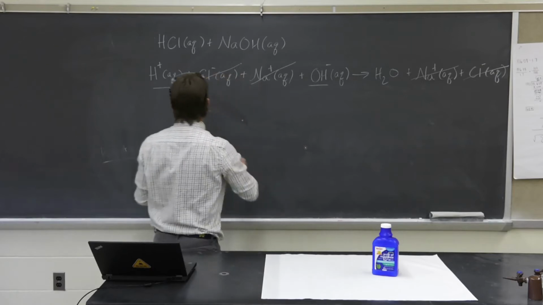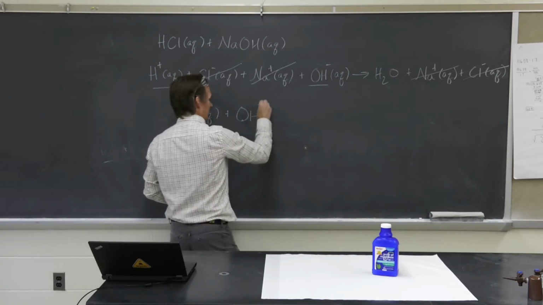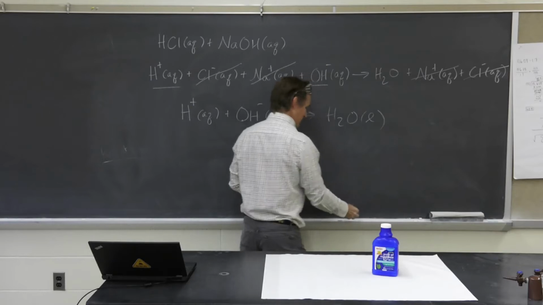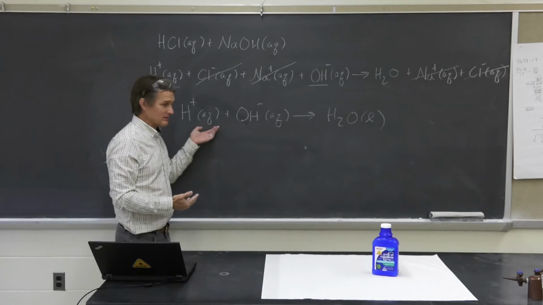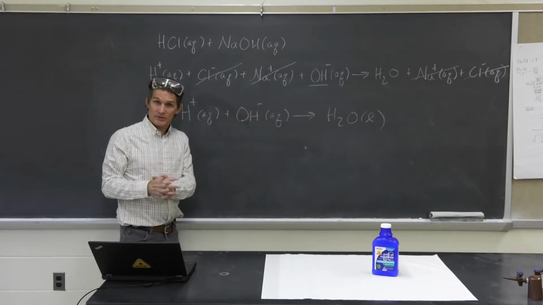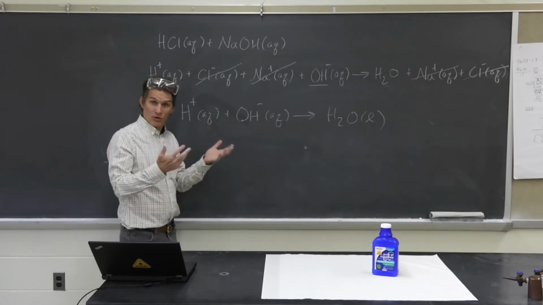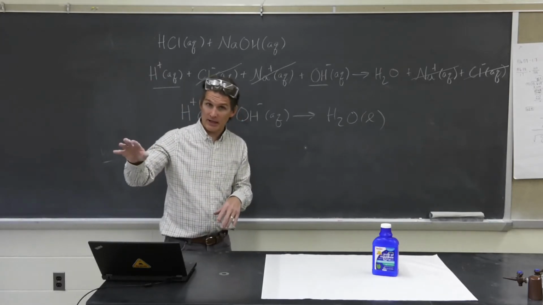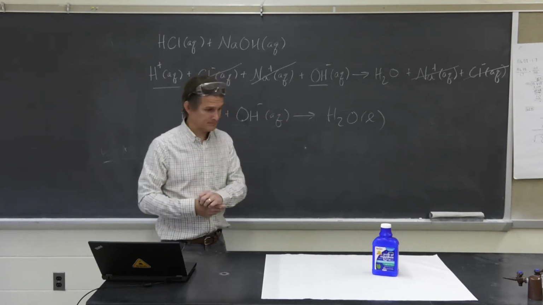So we write what's left. H plus aqueous plus hydroxide aqueous goes to water, which is the basis of a neutralization reaction. Protons and hydroxides go to water. This will always be your net ionic equation for a neutralization reaction. Now you may have two of these. You may have two waters forming or three waters forming, depending on the number of protons in the acid and the number of hydroxides in the base, and you've got to pay attention to that.